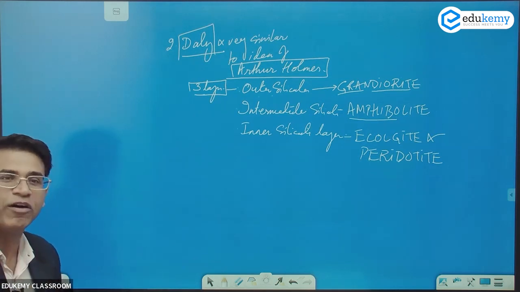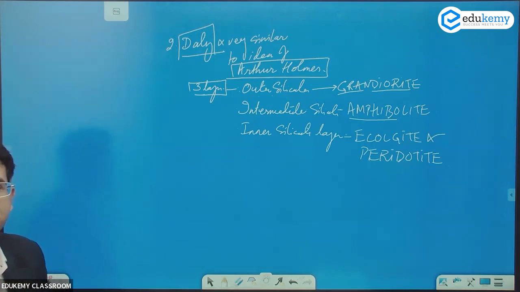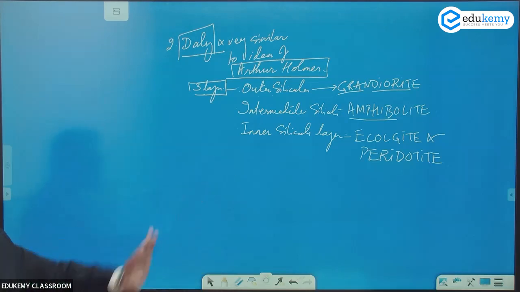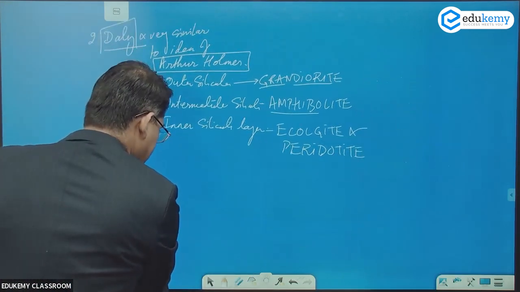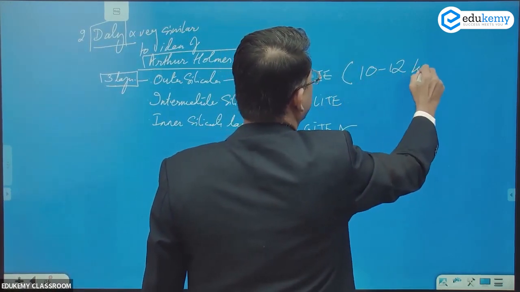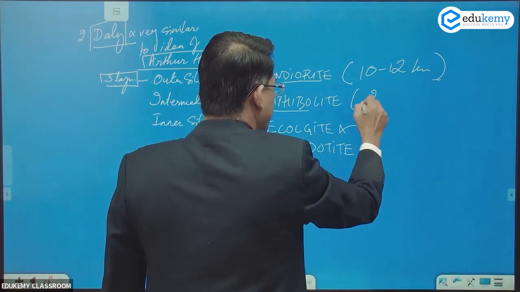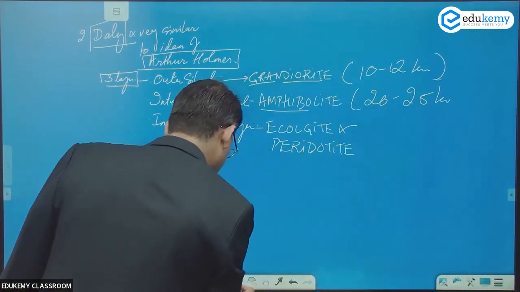Eclogite is one type of rock, one type of mineral. You don't have to know everything. I have only told you a few. Know some of the names. Eclogite layers. So Arthur Holmes said the outer silicates are approximately 10 to 12 kilometers. This is approximately about 25 kilometers.